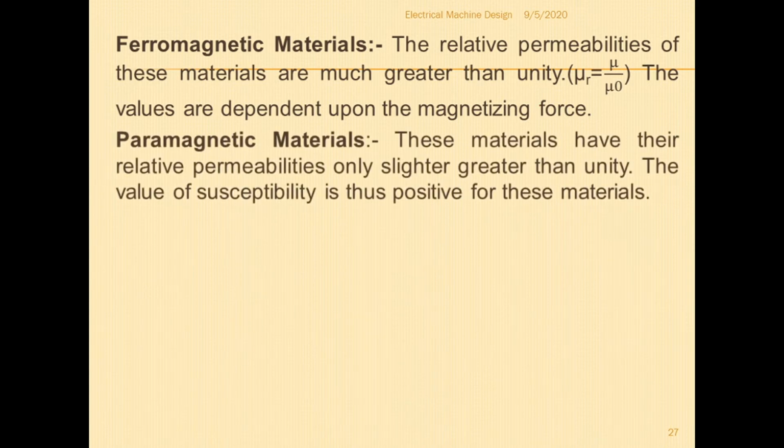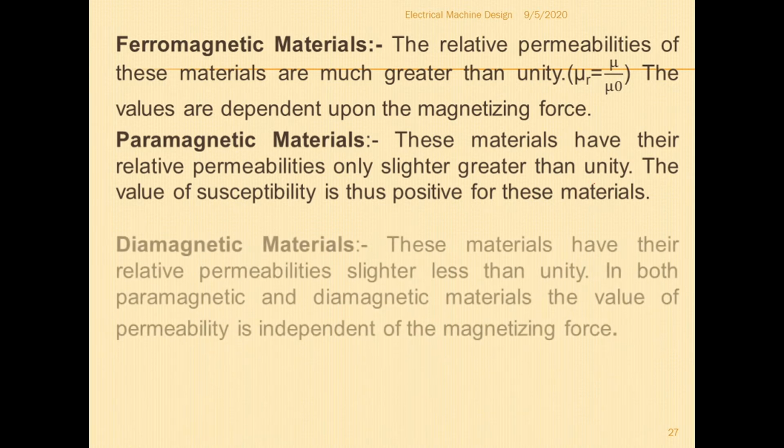So second type of magnetic material is paramagnetic material. What is meant by paramagnetic material? So these materials have their relative permeability only slightly greater than unity. That means mu value will be slightly higher than the mu naught value. So in the ferromagnetic material, mu value will be much greater than mu naught, so mu r value will be more than 1. In case of paramagnetic material, the relative permeability is only slightly greater than unity, so just more than 1. The value of susceptibility is thus positive for these materials.